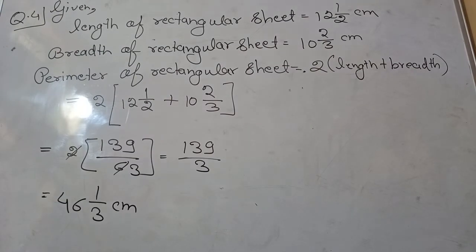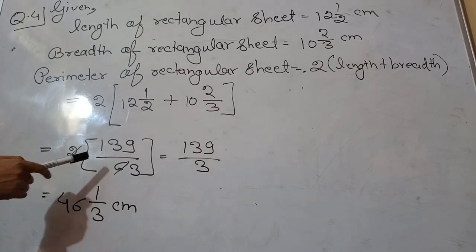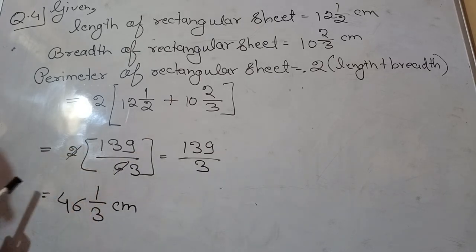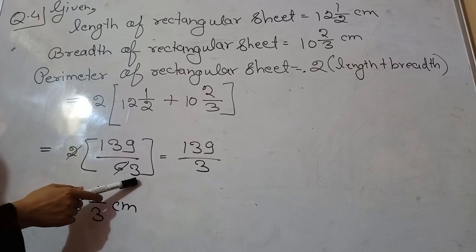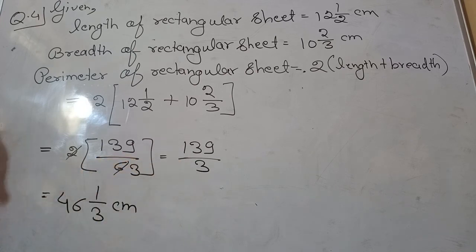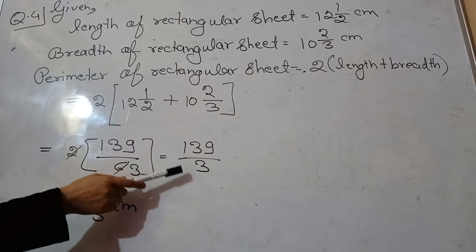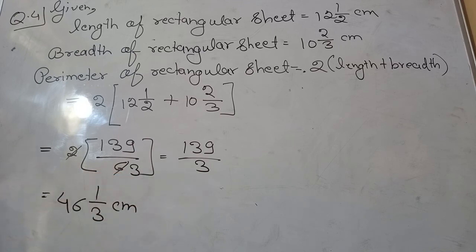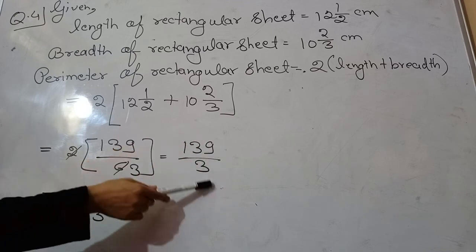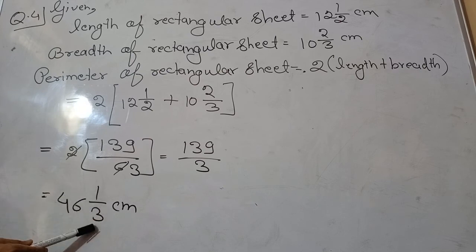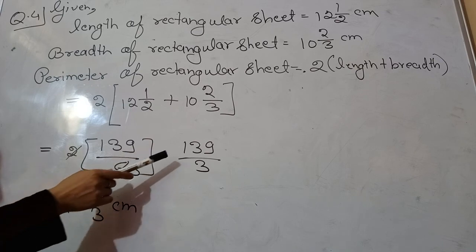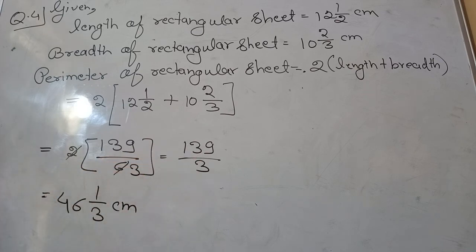Now after adding both the numbers, how much will we get? We will get 139 divided by 6. Now here is 2, so 2 3s are 6, 139 divided by 3. And when we convert 139 divided by 3, or we can say when we convert this fraction into a mixed fraction, we will get 46 1 by 3 centimeters. So this is the answer. Means what is the perimeter of the rectangular sheet? The perimeter of the rectangular sheet is 46 1 by 3 centimeter, or we can say 139 by 3 centimeter.